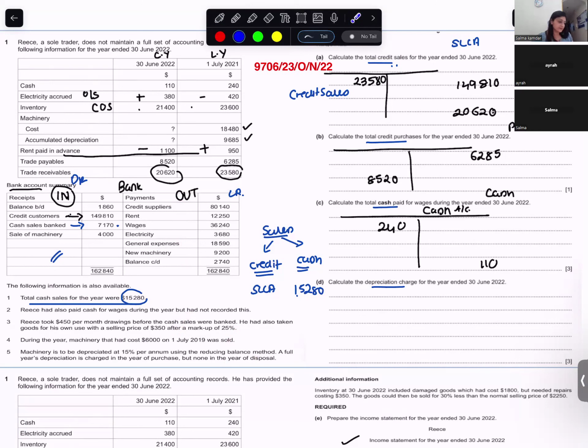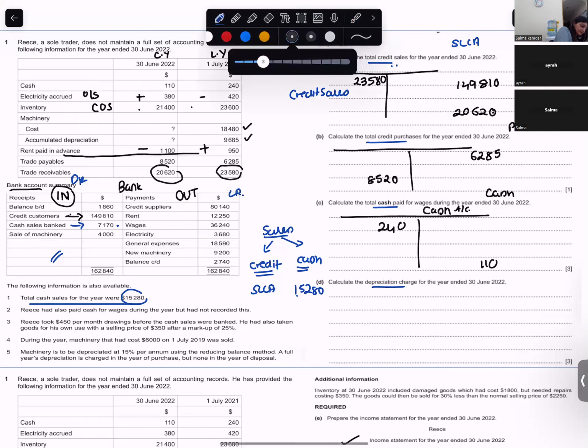146,850. So the credit sales is 146,850. So can we get our total sales now? Can you give me the total of this? Total is 170,430.